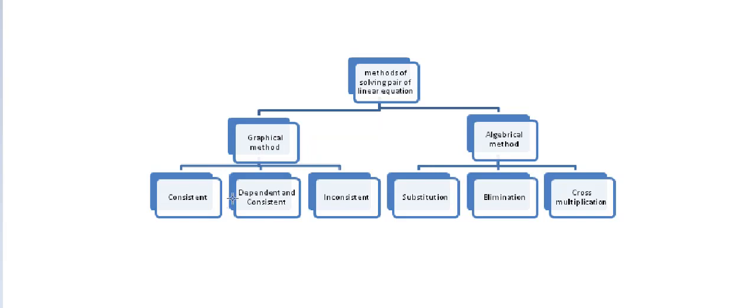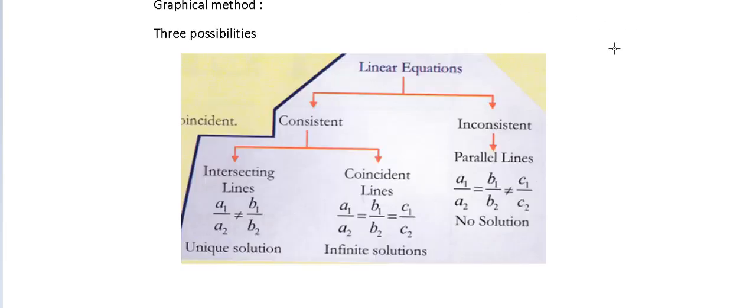This is just an overview of solving any of the linear equations. This is just an overview to make you understand the two methods and what are their different parts. Now we'll move forward and understand the graphical method first and then we'll understand the algebraic method. In the graphical method, there are three possibilities, right? The very first possibility is getting intersecting lines, right? If you draw and you get intersecting lines, that is the first possibility.